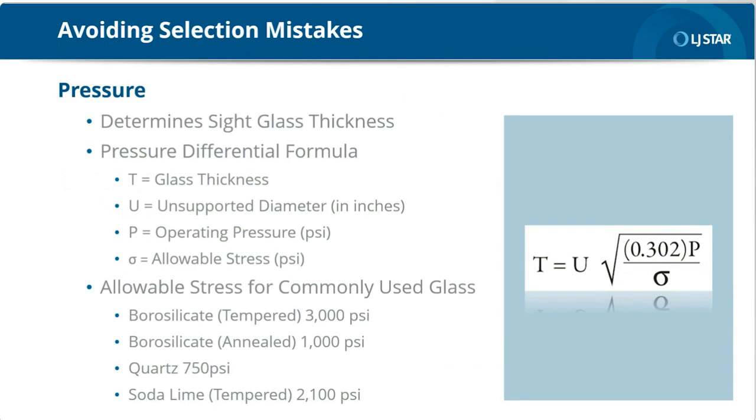Of those three, we wanted to cover pressure a little bit more since pressure determines the thickness of the glass. In determining sight glass thickness, the formula shown is used. This formula takes into consideration the unsupported diameter, the operating pressure, and allowable stress. The allowable stress of commonly used glass is as follows. Tempered borosilicate 3000 psi, annealed borosilicate at 1000 psi, quartz at 750 psi, and tempered soda lime at 2100 psi.